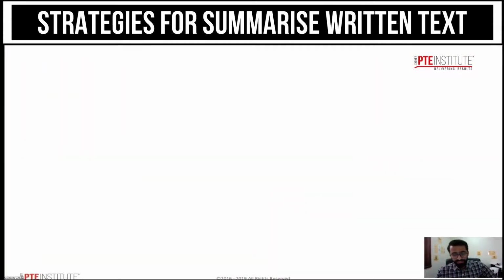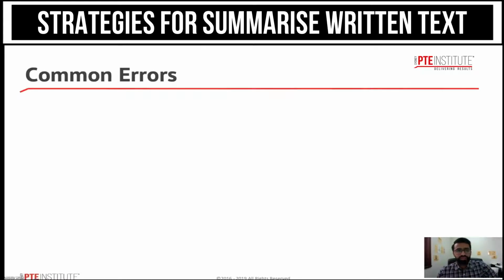Alright, so just like the previous tasks that we have done, first off we are going to be looking at some of the common errors that you need to avoid to get your marks within the summarized written text task. Jumping right into it, the first thing to remember is that you do not need to include too much information. A lot of people are dogged by this idea that they have to include every single detail from the paragraph into their summary, and that causes them a lot of trouble when they're trying to fit it into one sentence.